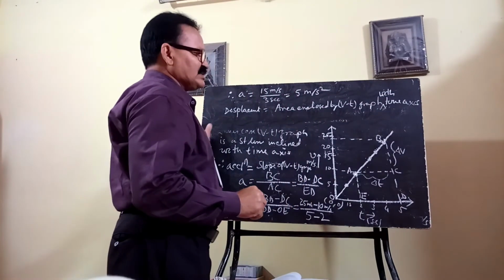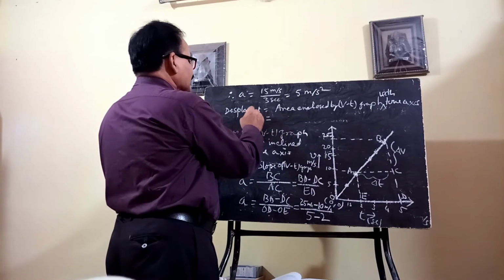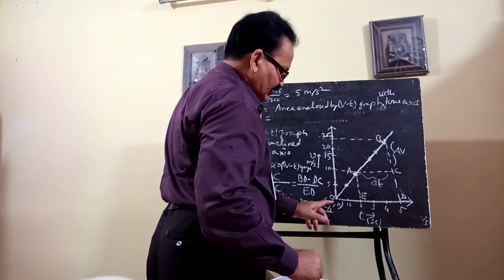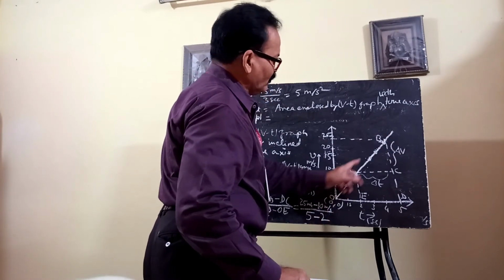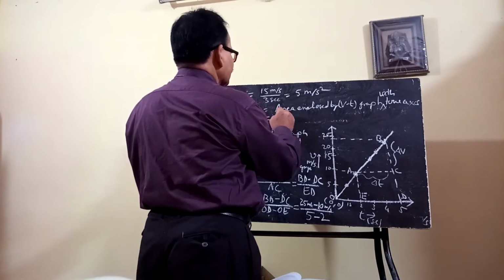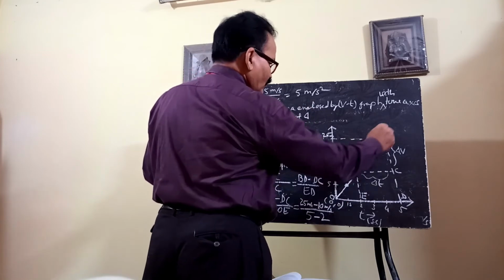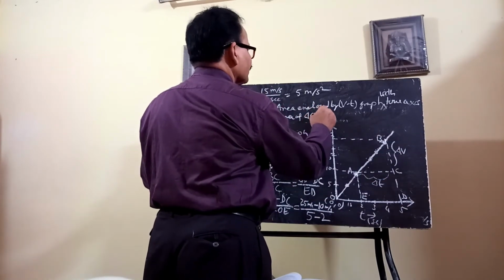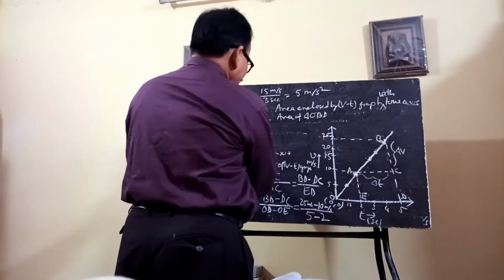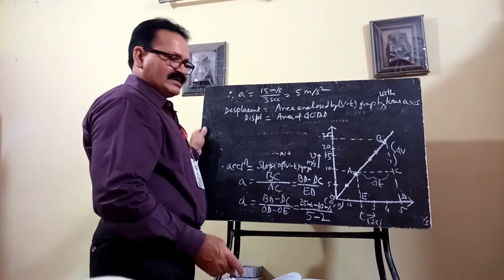Area enclosed by the velocity time graph with the time axis. Here your displacement is equal to the area under the velocity time graph, which is OB, and here it is the area of triangle OBD. So if you find, this velocity time graph makes a triangle with your time axis.